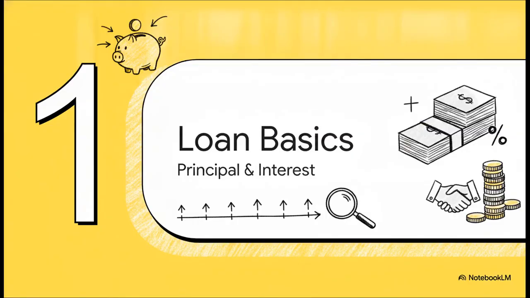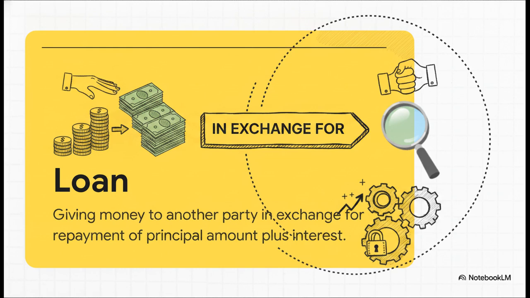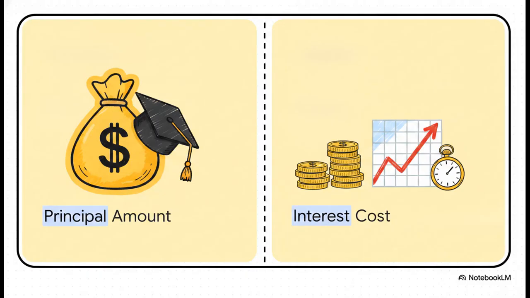All right, to understand how we solve that urgent need for funding, let's jump straight into Section 1, Loan Basics, focusing on principal and interest. So, at its core, a loan is defined simply as giving money to another party in exchange for repayment of the principal amount plus interest. The really crucial phrase here is "in exchange for." It's a strict two-way contract. One party provides that immediate, much-needed capital, but the borrower makes a rock-solid promise to return the original amount plus that critical additional cost. You can essentially break this dynamic down into two completely distinct parts.